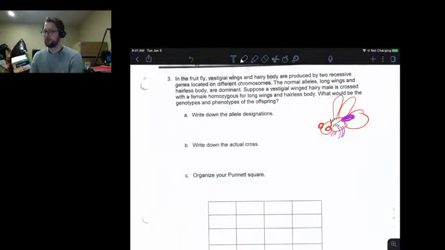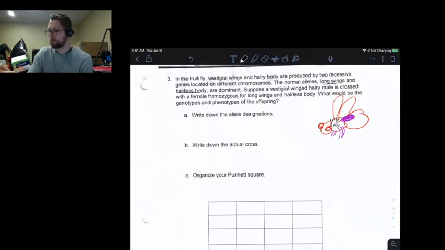And fruit flies have been used for a long, long time. If you watch that documentary, the Great Transformations documentary, you'll know that there's a big section about fruit flies in there and how they're very useful because they reproduce very quickly. You can make changes to their genome and things like that and watch them change rapidly. Okay, so the normal alleles are long wings and hairless body.